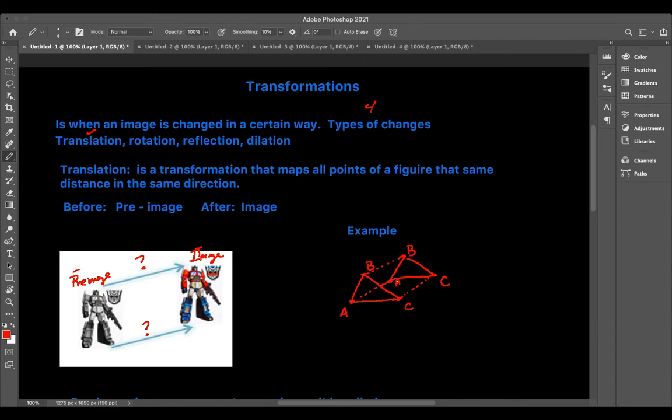But the question is, how do you know which one is a pre-image and which one is a regular image? There's a way to do that. It's called putting a prime on it. So basically, B is mapped to this B, this is B prime. C is mapped to this one, so this would be C prime. And then A is mapped to A, this would be A prime. So that's the way you can tell the pre-image from the image, by making that prime sign right there. That's important to know.